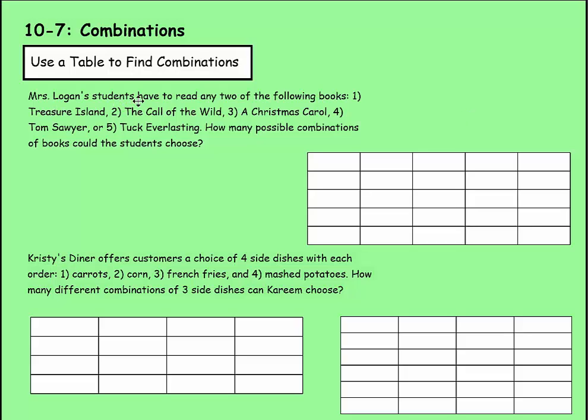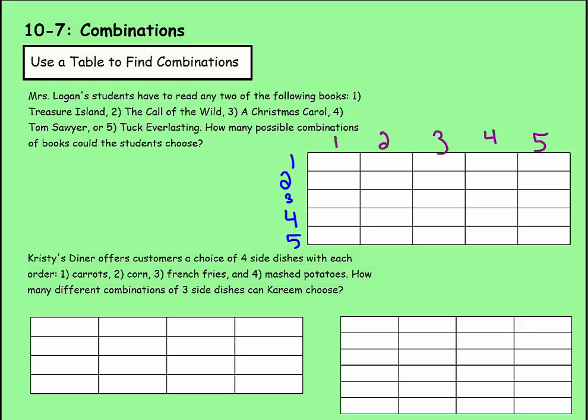Now we can use a table to find combinations. It says Mrs. Logan's students have to read any 2 of the following books. 1. Treasure Island. 2. Call of the Wild. 3. A Christmas Carol. 4. Tom Sawyer. Or 5. Tuck Everlasting. How many possible combinations of books could the students choose? So when you use a table like this, you notice a table has columns and rows. We can list the number of books on the columns and also the books on the rows and look for combinations. So we have book 1, 2, 3, 4, and 5. And in the rows we have 1, 2, 3, 4, and 5.